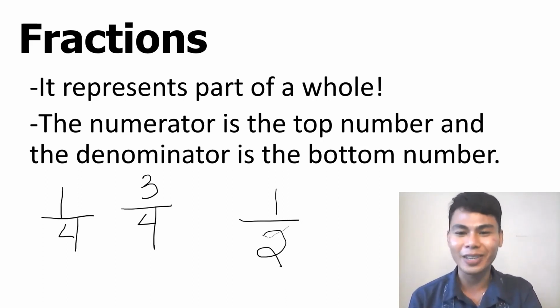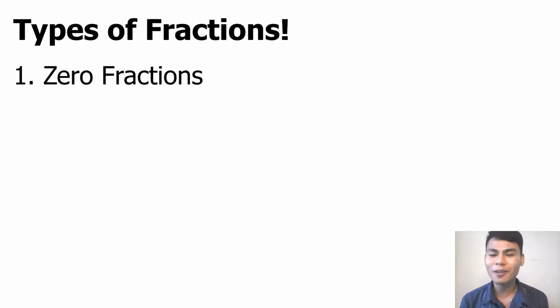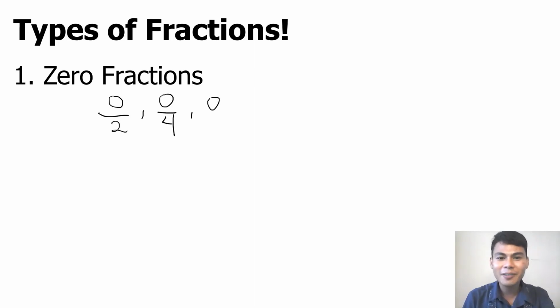Basic representation. Okay? Now we have types of fractions. We have heard of many types, but I will discuss these four first. Zero fractions. It's like the first time you've heard this, zero fractions. When we say zero fractions, these are fractions in which the numerators are zero, like 0/2, 0/4, 0/10. Why? Again, just a review, fraction is a division. So 0 divided by 2.